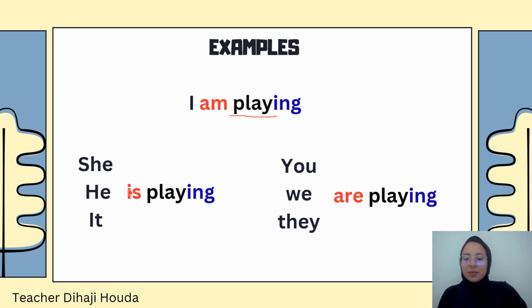The same thing applies for she, he, it, and you, we, they, but the difference happens in the verb to be. For she, he, it, of course, the verb to be is is, okay? But for you, we, they, the verb to be is are.